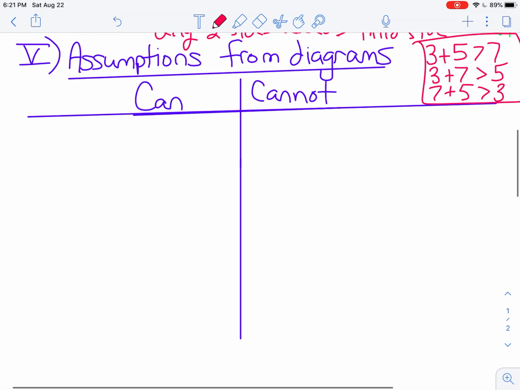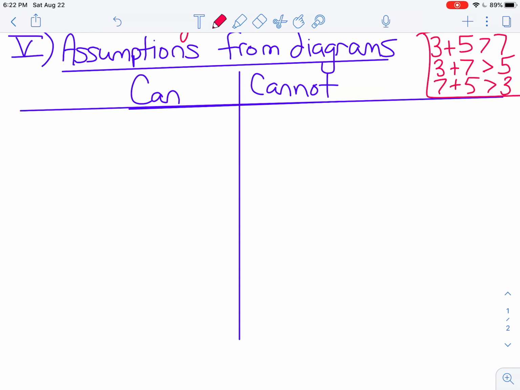Okay, and the last thing I want to talk about is assumptions from diagrams. You probably already heard me ask in Zooms, how do you know? How do you know, right? 3x plus 5x, how do you know it's 8x? I'm going to be doing that all year, and you guys are going to hate it, but I'm going to tell you right now the things that you are allowed to assume when you look at a diagram, because we're going to be looking at lots of diagrams, okay?